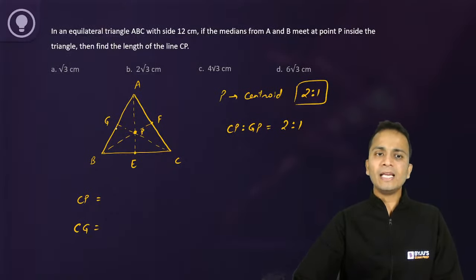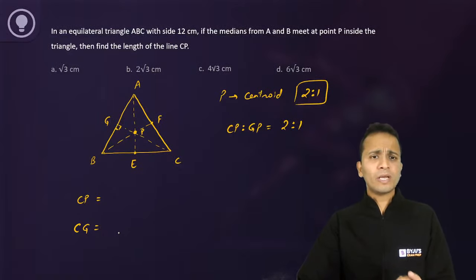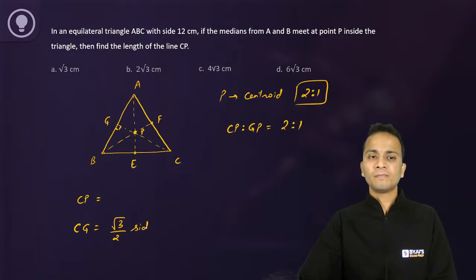Now this is an equilateral triangle. So I can say that median will also be the height of the triangle. And the formula to calculate directly the height of the triangle will be √3/2 into side. Now this formula is applicable only for equilateral triangles, not for any other triangle.